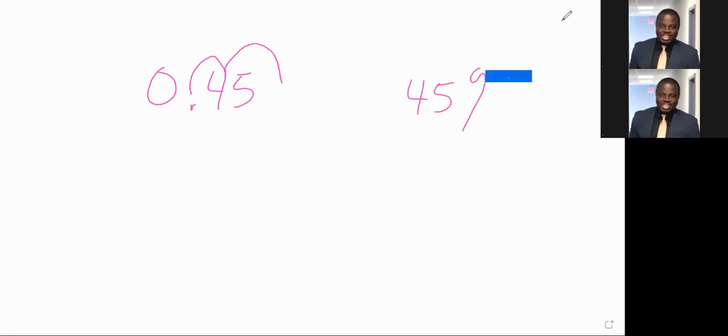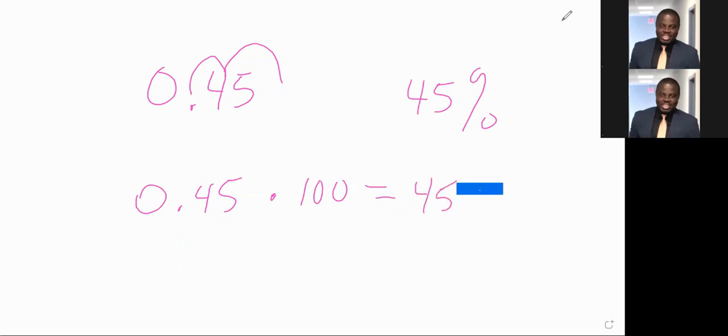Another one, 0.45. Change this to a percent. 1, 2, and that gives me 45. Or you say 0.45 times 100, which gives you 45. 45%. Okay.